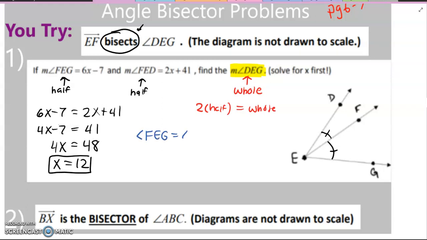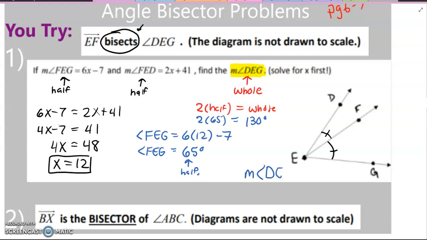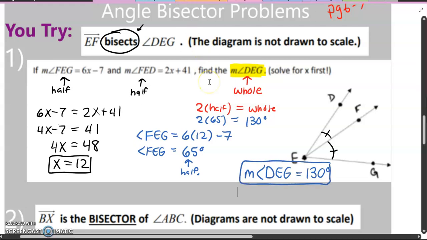So FEG, we're going to plug that in. It's going to be 6 times 12 minus 7. So when I do that, and you can use a calculator, or if you got the mental math, you can do that as well, we're getting 65. So since this 65 is considered half of the angle, in order to get the whole now, we would take 2 times 65, which is going to give me an angle of 130. So the measure of angle DEG will be 130 degrees. So keep that in mind as you're doing these examples and as you try these last few in our notes.